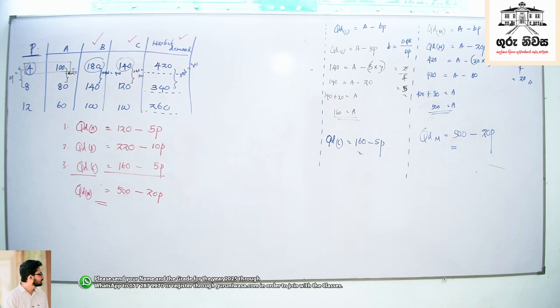Right. But I'm not going to draw demand curves for A, B, C and market. You can draw it as homework. It's simple. Okay?